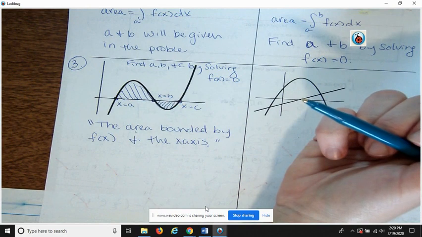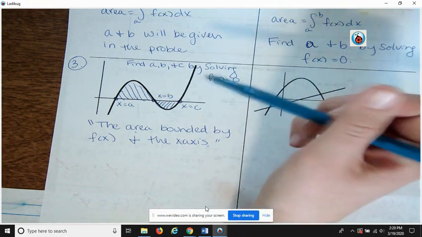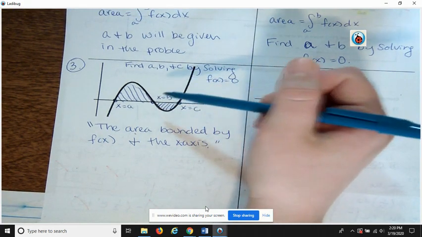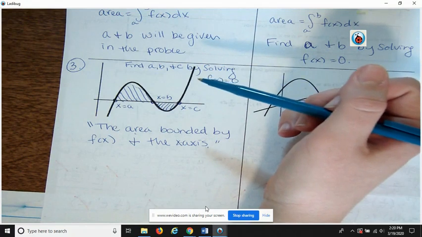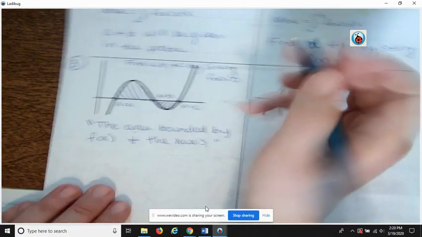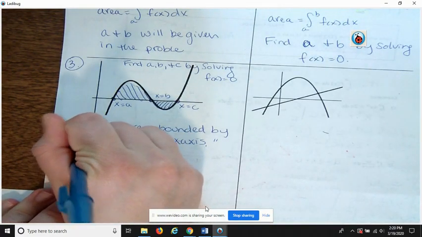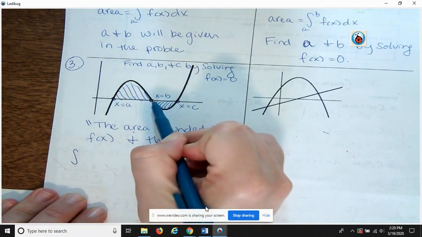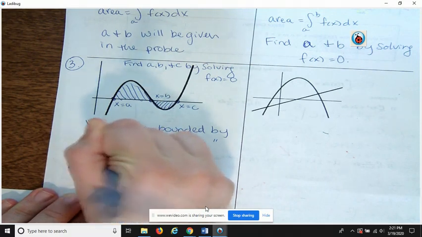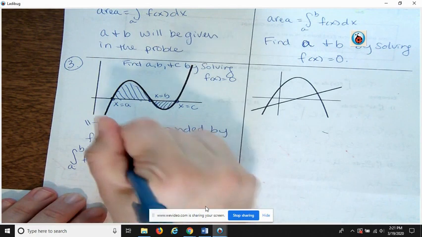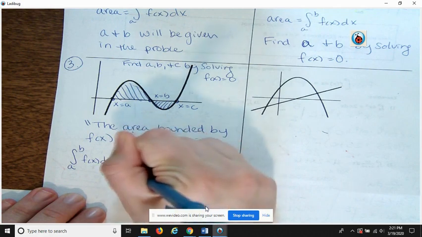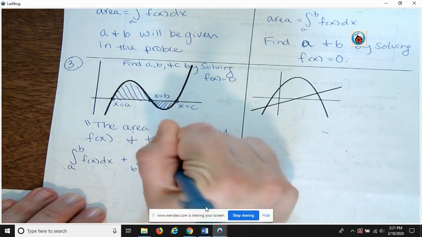Okay. Now, one thing that you'll figure out is that when you integrate and the function goes underneath the x-axis, it's going to be negative. So you're going to have to force it to be positive in order to find the total area bounded by those two conditions. Okay, so first you would find this piece between A and B like normal. So we would find the integral from A to B of f of x dx, and we would be adding the integral from B to C of f of x dx.